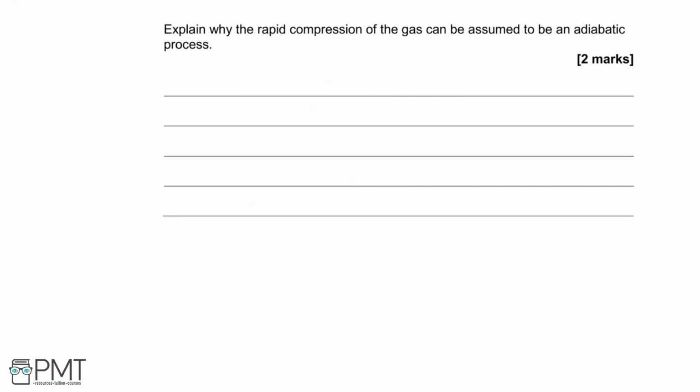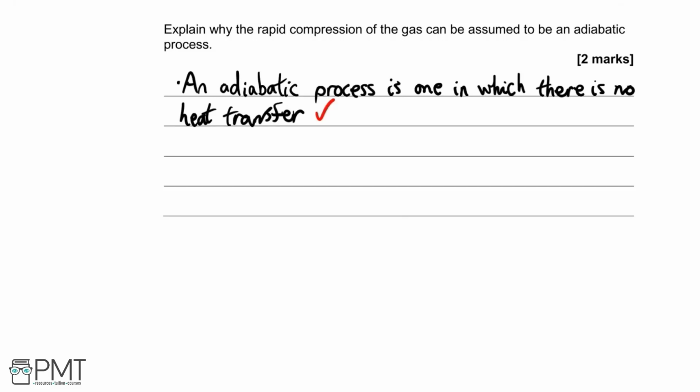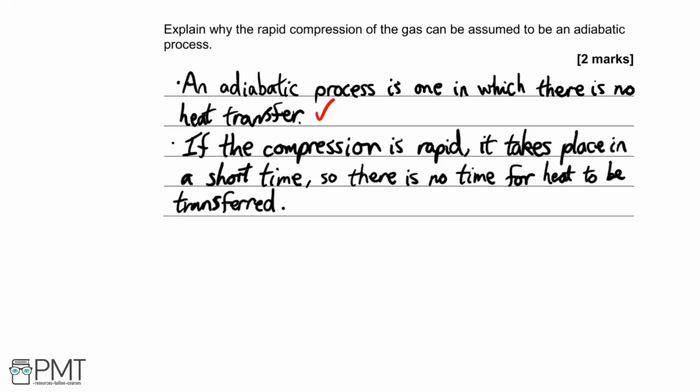Explain why the rapid compression of the gas can be assumed to be an adiabatic process. Now, the definition of an adiabatic process means that there is no heat transfer, and that's going to be our first mark. The second thing to say is that if this process takes place over a short period of time, it's very quick, then there won't be any time for any heat to be transferred, so we could consider it to be adiabatic. You could also add in an extra point to say that we can therefore consider the process to be adiabatic, but what I've written here is sufficient. So 2 points made there, 2 marks.